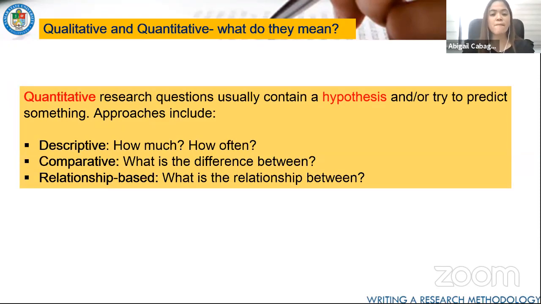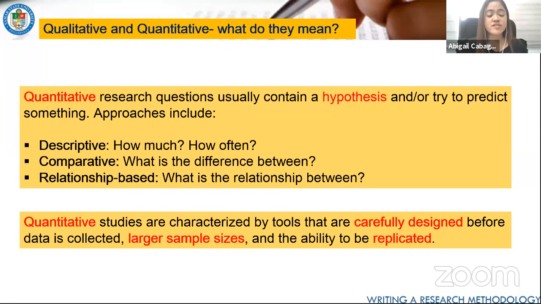Or you want to know if there is a relationship between, or difference between, that is relationship-based quantitative research. Quantitative studies are characterized by tools that are carefully designed before data is collected. So it has larger sample sizes compared to qualitative research and the ability to be replicated.